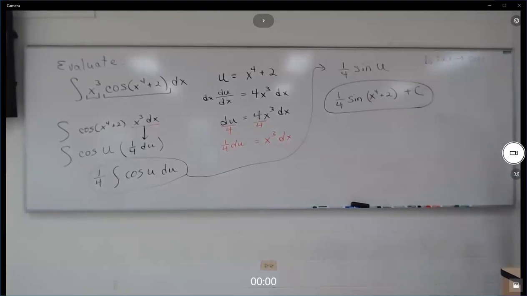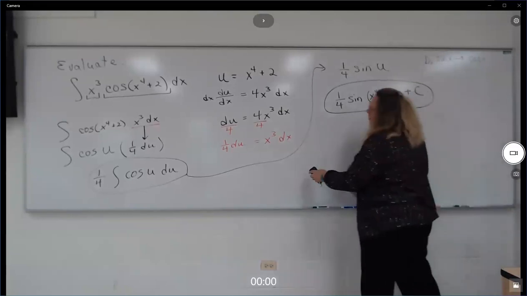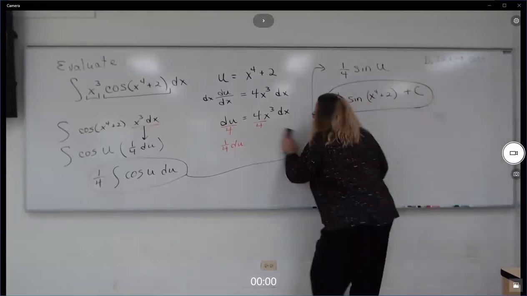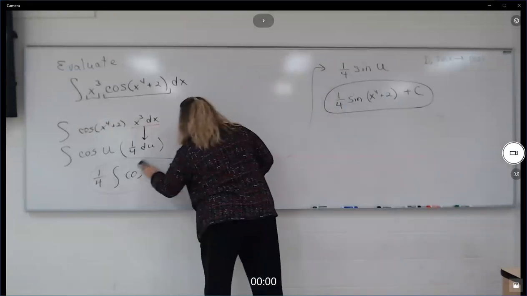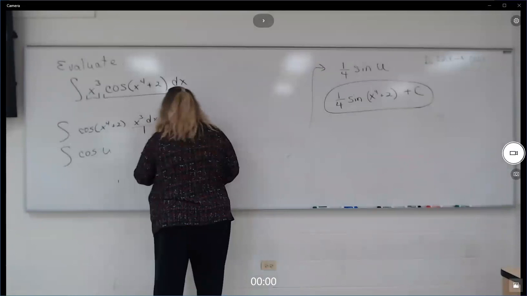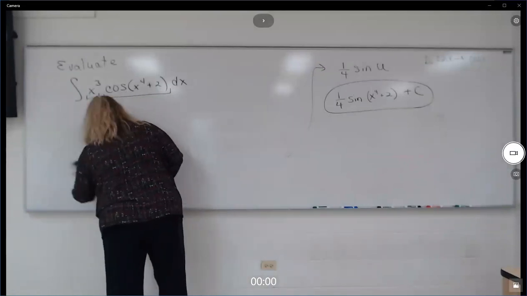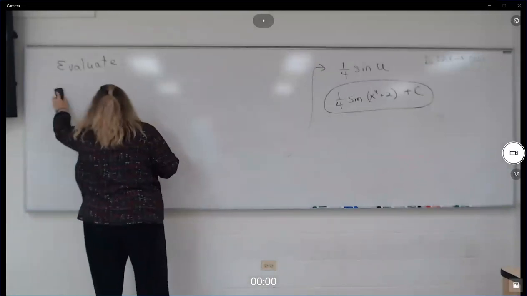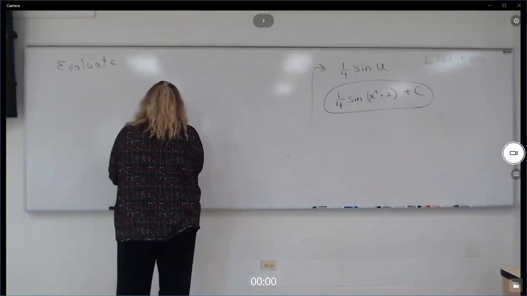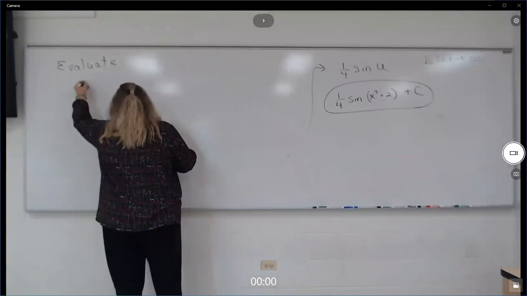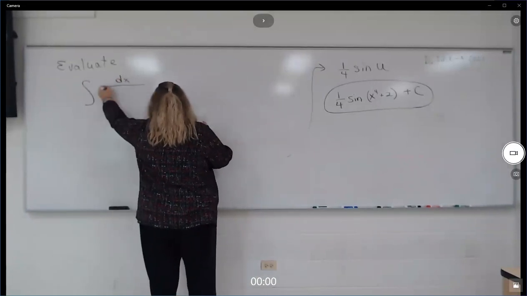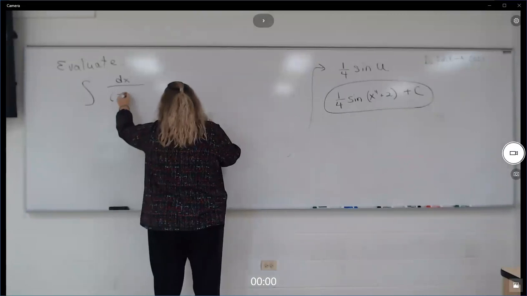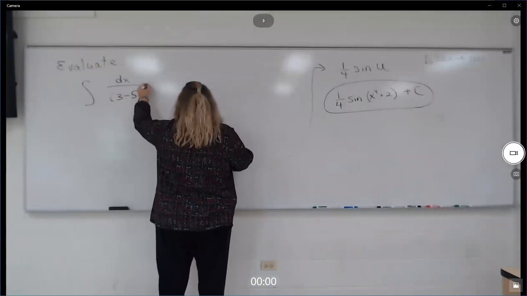Let's do that. All right, let's do this one. All right, so let's take a look. I don't know if it's too early to do this one, but let's do the integral of, it's a fraction, dx over 3 minus 5x squared.